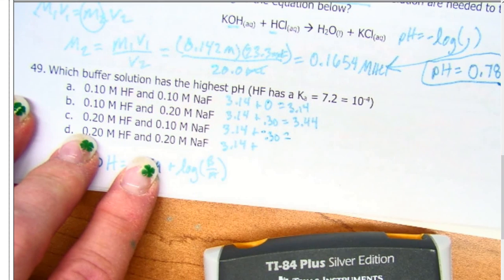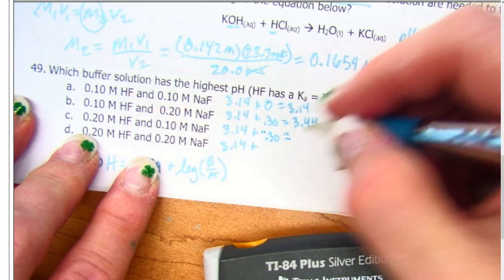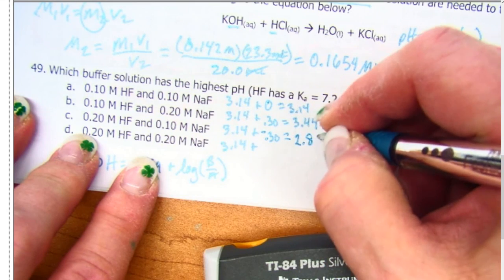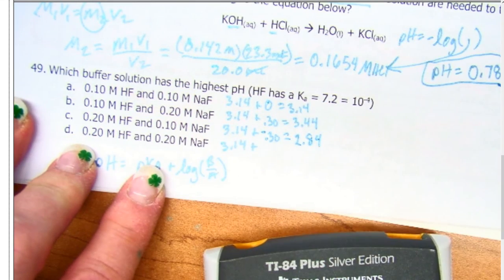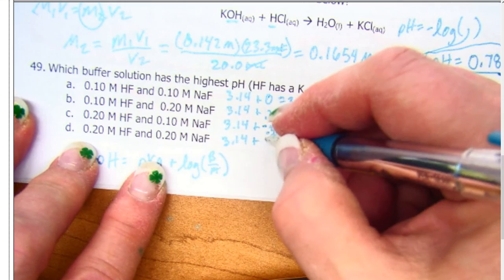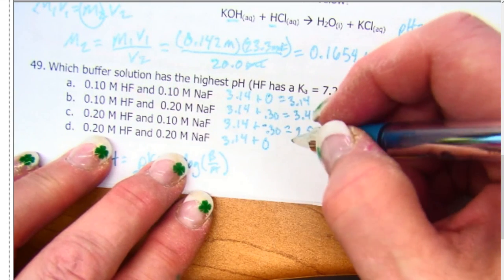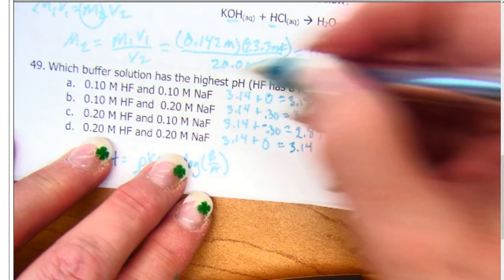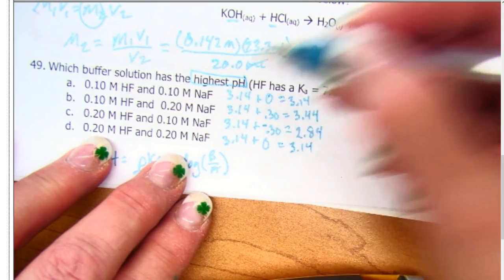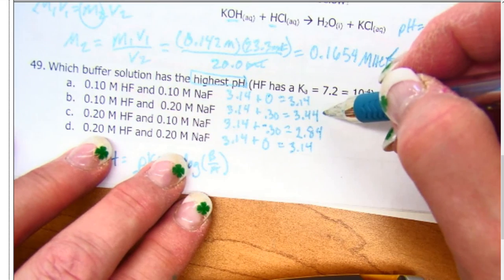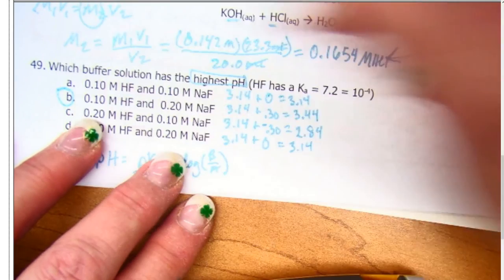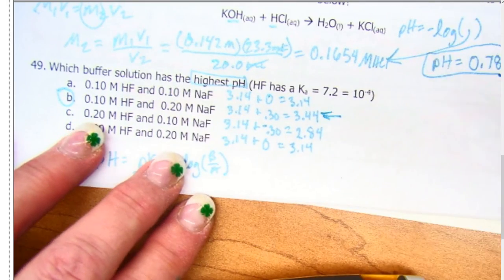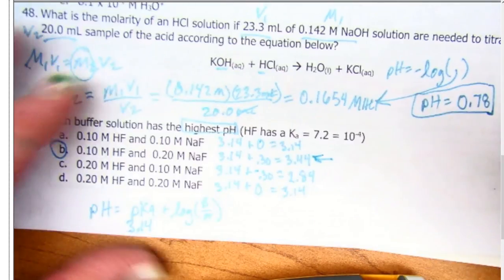So if I add 3.14 to it, I get 2.84. And then, of course, this one's going to be plus 0 because it's the same number, and the log of 1 is 0. We get 3.14. And it wants the highest pH. Well, the highest pH is B at 3.44. Okay. Going to the next page.